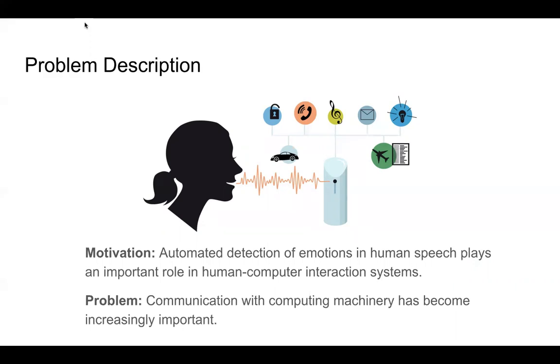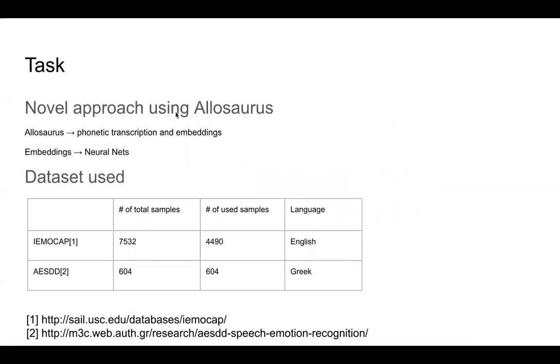with state-of-the-art results. This project aims to build upon Allosaurus, a multilingual acoustic recognition model, which considers the relationship between phones and phonemes to construct a speech emotion recognition system. There are several outstanding approaches already, but we're mainly using a novel approach that uses Allosaurus as a data pre-processing tool, which we'll get to later, to generate either phonetic transcription or embeddings. Once we have it, we feed it to the neural nets.